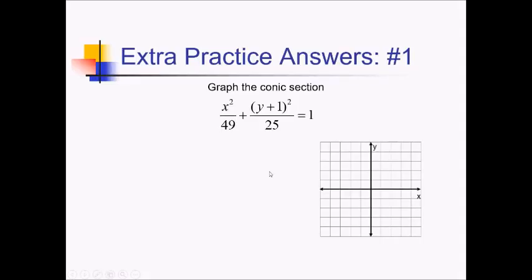On this one, it looks like we're going to be graphing an ellipse based off of the plus here and the equals 1. So let's get the center first. That's going to be (0, -1). And now let's get the x and the y radius. The x radius is the square root of 49 because that's below the x squared. So that's going to be 7 left and right that we're going. And for the y radius, we've got the square root of 25, which is 5.